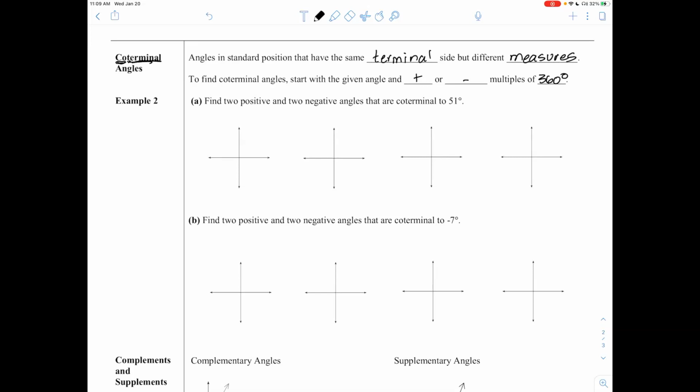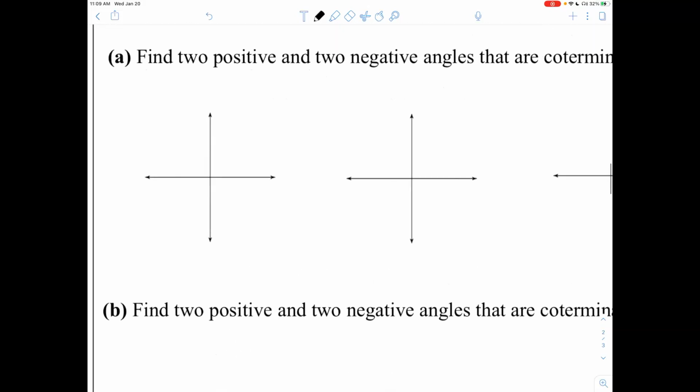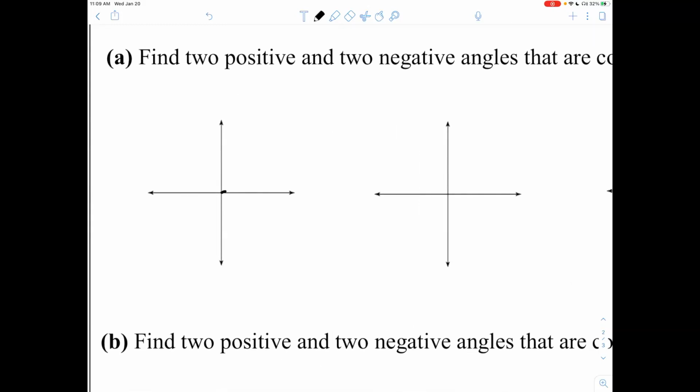Okay, so this just means that they are going to rotate around and end on the same position as a 51 degree angle. So I'm going to zoom in here and rotate up about 51, that's 45, so 51 degrees possibly. So we're just going to call that positive 51 degrees.